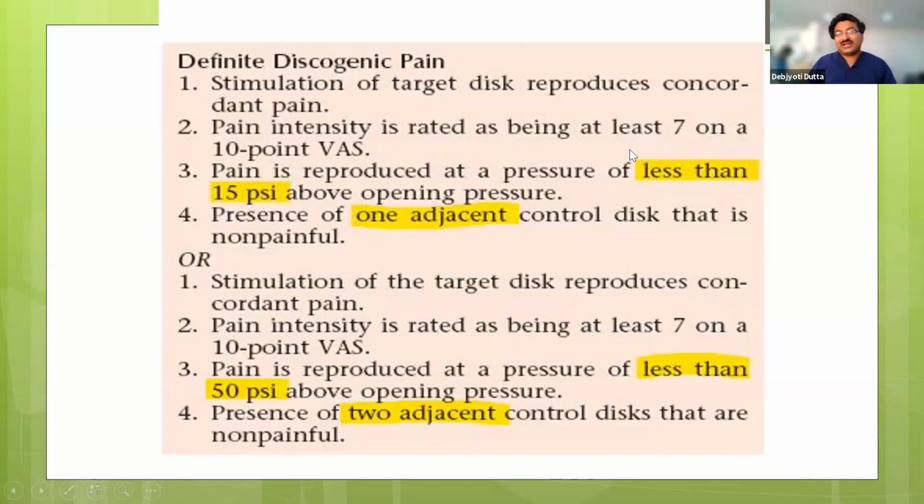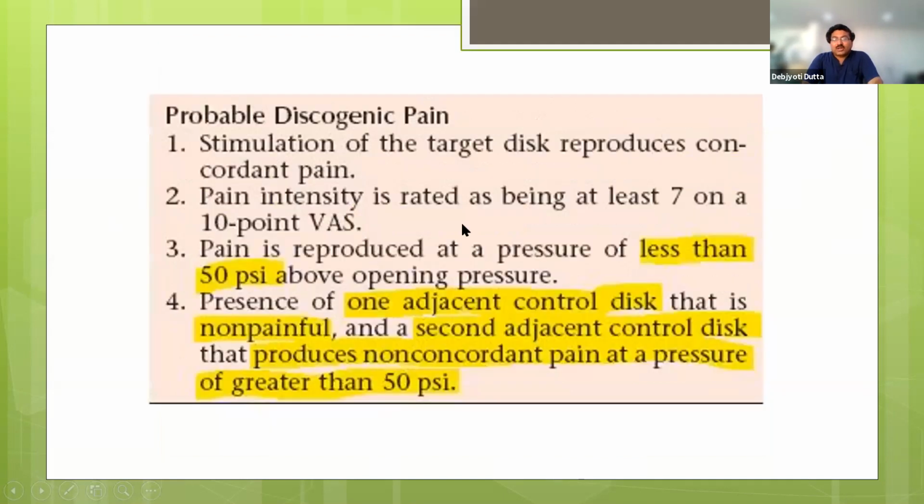We cannot go to the S1 S2 disc because it is not painful, it is expected, or it is fused. So in those cases we have only achieved one level, that is the L4-5. So we can say that as a definitive discogenic pain. Or if you are getting one mechanically sensitive disc and two adjacent normal controls, then we will consider it as a definitive discogenic pain.